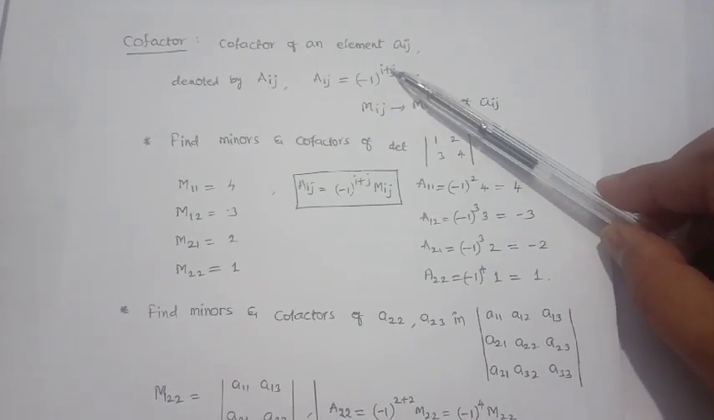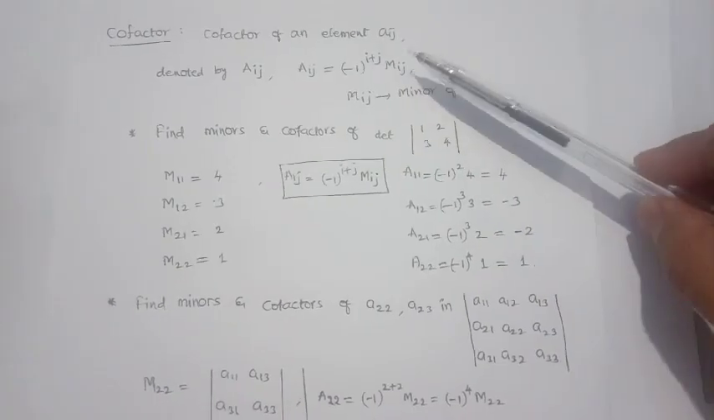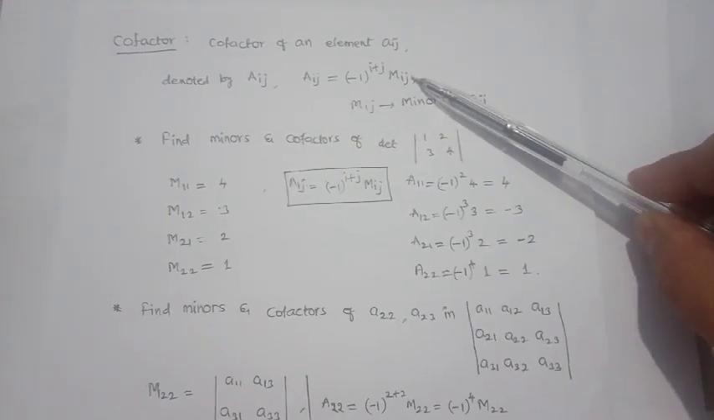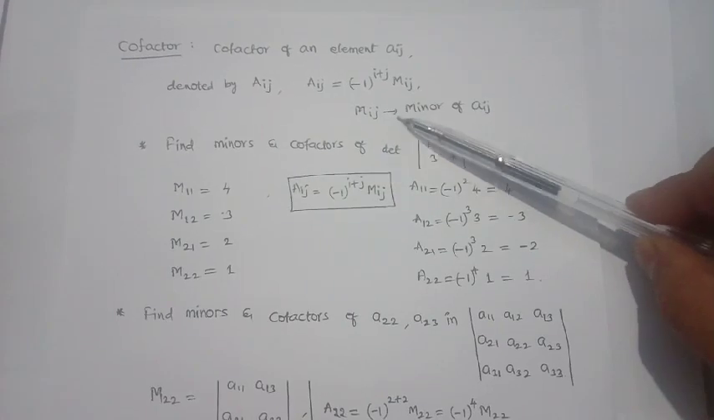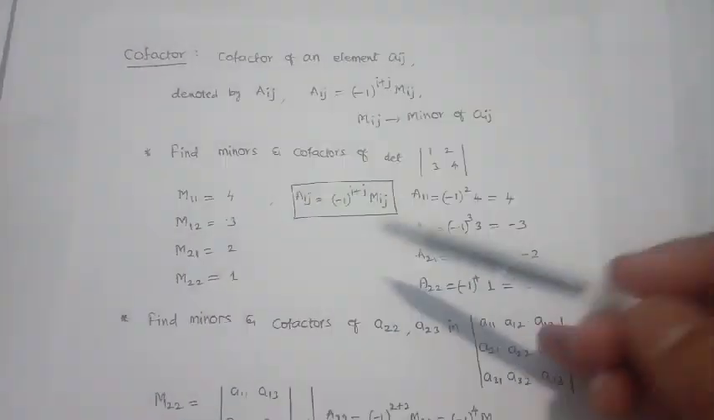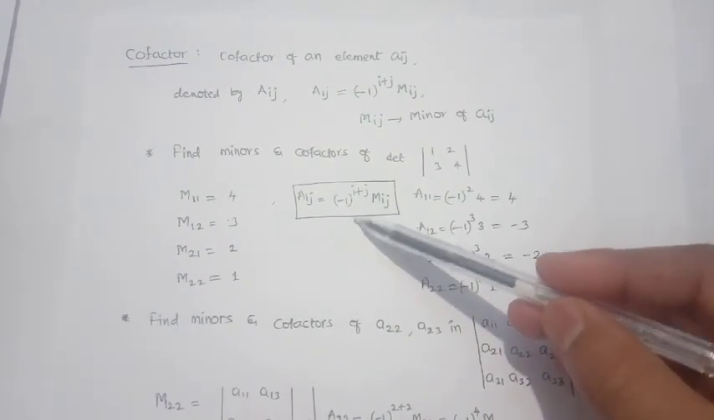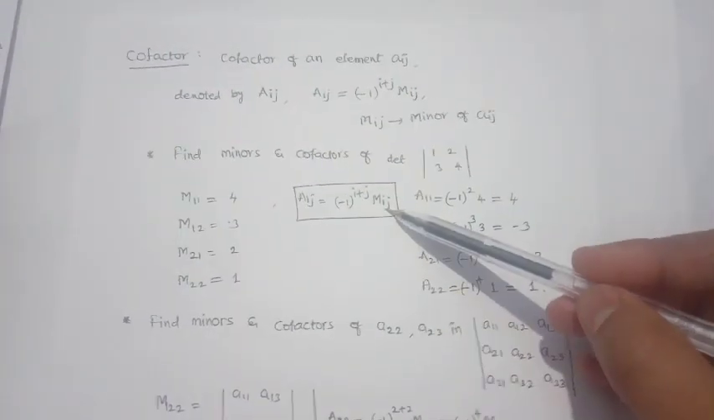(-1) whole power i plus j will be either even or odd. So next, minor Mij should be taken, where Mij is the minor of aij. Again, the cofactor of aij is equal to (-1) whole power i plus j times Mij.